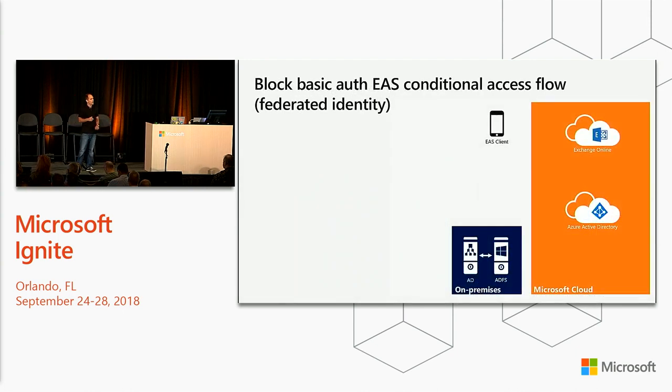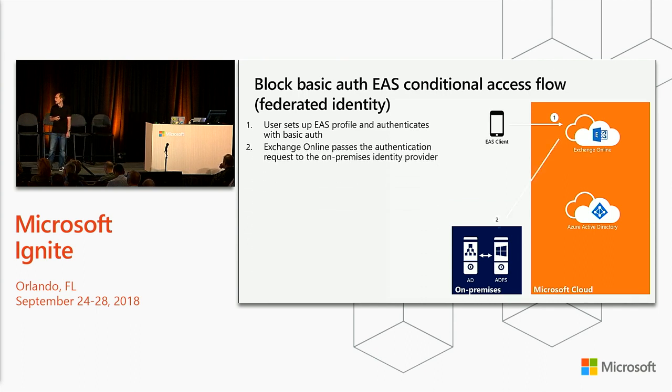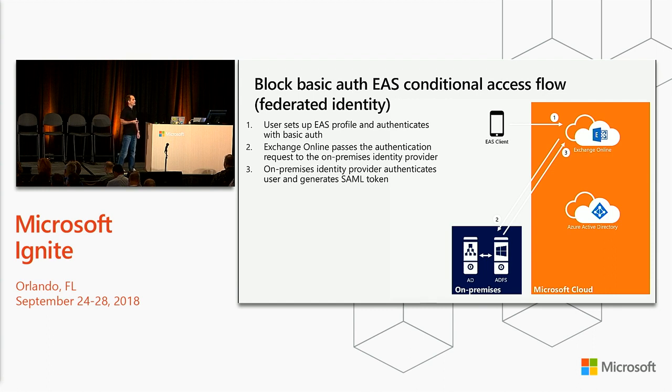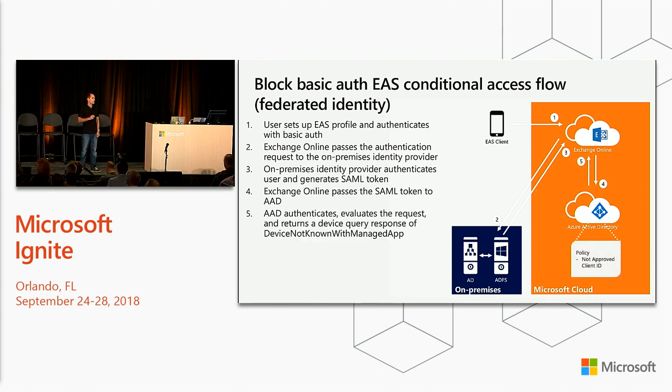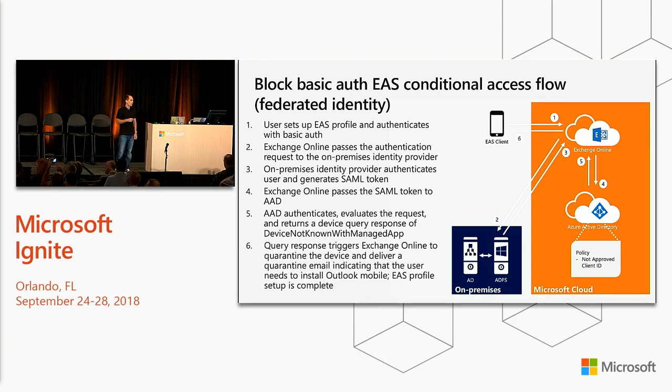From a flow perspective, and again, looking at the more complicated federated identity scenario, this is the flow. Jane sets up her ActiveSync profile and authenticates with basic authentication. Exchange Online will pass that authentication request to the on-premises identity provider. And the on-premises identity provider will authenticate Jane and issue a SAML token. That SAML token will be provided back to Exchange Online, which then provides it to Azure Active Directory. Azure Active Directory will then evaluate this authentication request, see this conditional access policy in play, and return to Exchange Online a particular device query response: device not known with managed app. This tells Exchange Online to quarantine the device, allow the device profile setup to complete, and issue that quarantine email that states, Jane, install Outlook Mobile if you want to access your mobile mail.